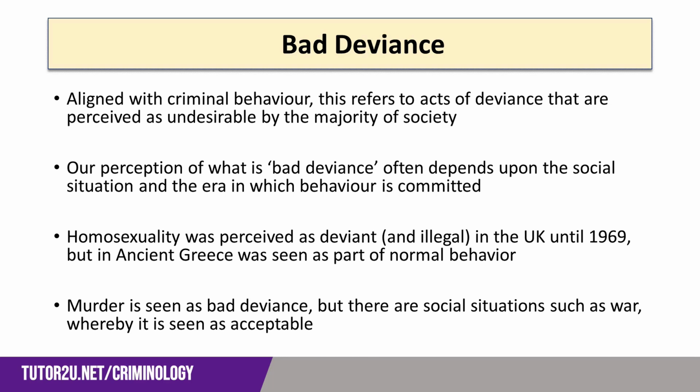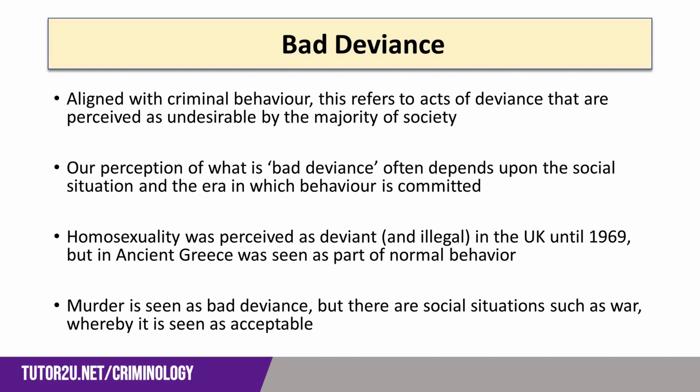For example, while in the UK homosexuality would have been perceived as bad deviance in the 1960s, in ancient Greece it was seen as normal and legitimate behaviour. From 1969 onwards, homosexuality has been legal in the UK, yet for many years was perceived as deviant by some in society. However, changing social attitudes have seen homophobic behaviour become deviant, rather than the norm.